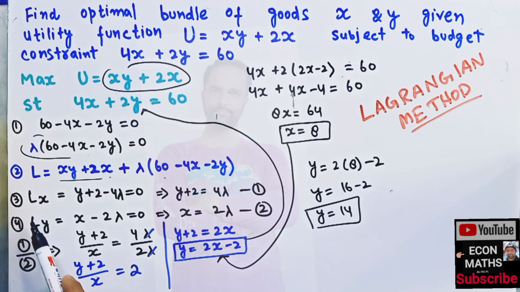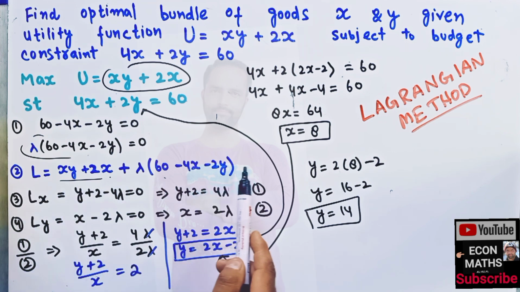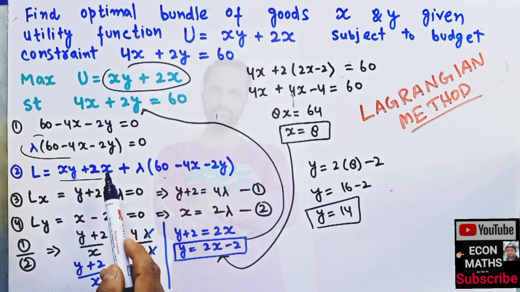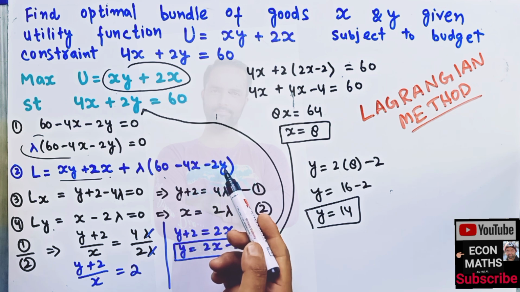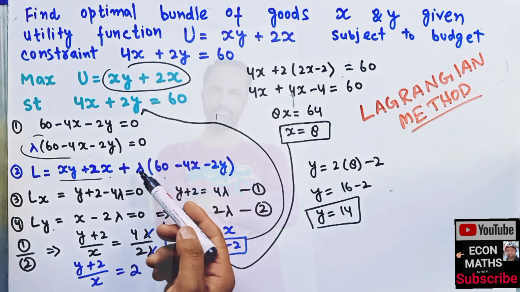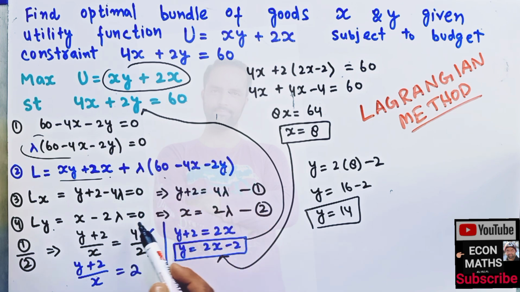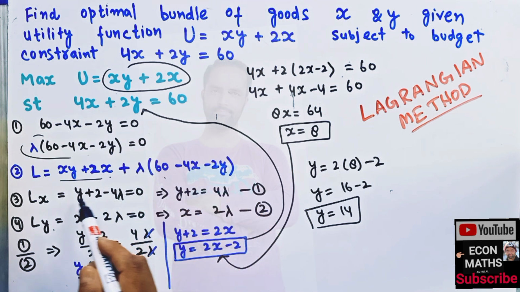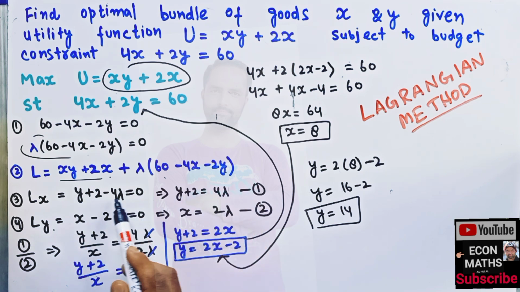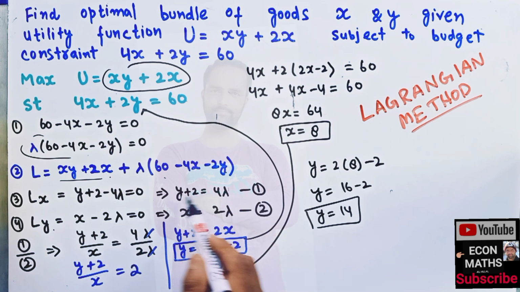Symmetrically, L subscript y denotes the partial derivative of this Lagrange function with respect to y. The derivative of y is 1, so we are left with x. The derivative of the second term will be 0 because we are partially differentiating with respect to y. And here the derivative of y in the last term is 1, so we are left with minus 2 lambda, and we also set it equal to 0. If this term is equal to 0, we get y + 2 = 4 lambda, transposing minus 4 lambda to the RHS, and similarly transposing minus 2 lambda to the RHS, so we get these two equations.